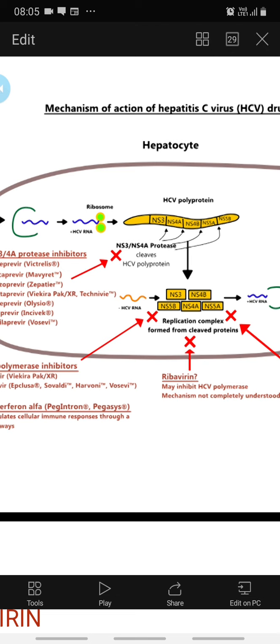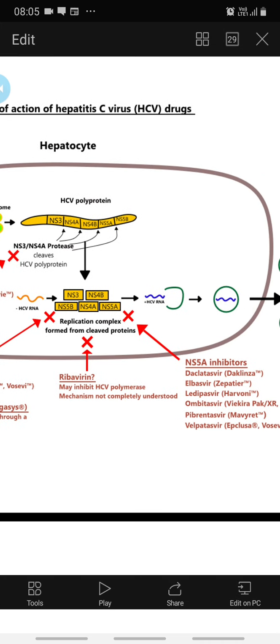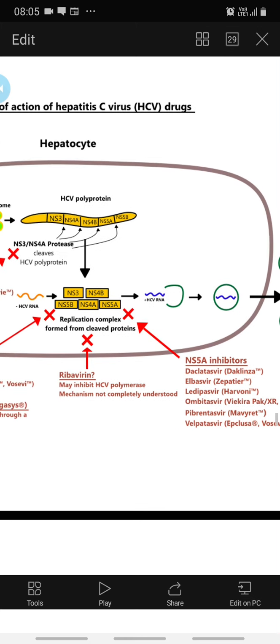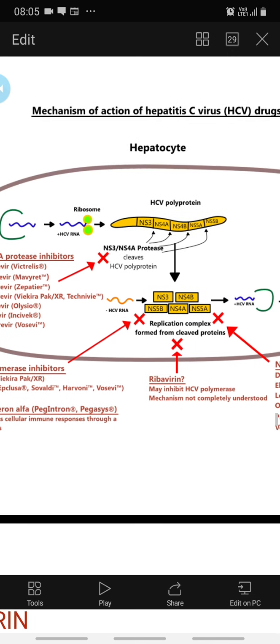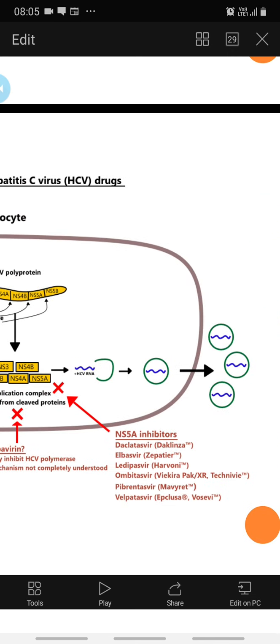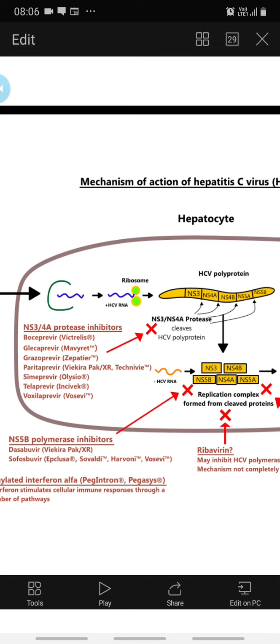Some are called NS3, NS4A protease. Some are called NS5B protease, NS5A protease, etc. And after that, there is formation of new HCV RNA, and they are released from the cell. So, if you can block these protease enzymes, then the formation of new viral particles is prevented. So, there are multiple protease inhibitors.